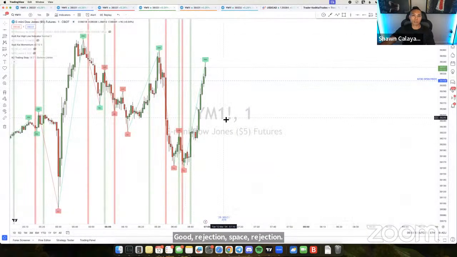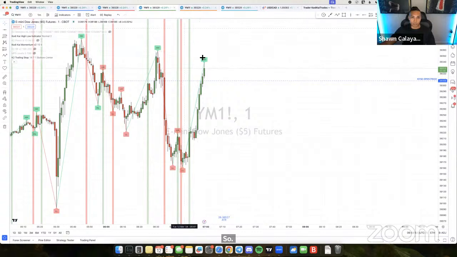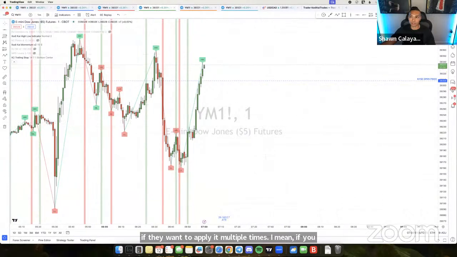I mean, if you wanted to, you could look for the same pattern the other way. I've looked for PRBs multiple times, and it works. But the way that the strategy was put together, it's meant to be used as a breakout. So it just depends on the person who's applying it if they want to apply it multiple times. If you like the PRB, you can do it as much as you like. It's just that the way I've put it together, it's meant to be once a day.